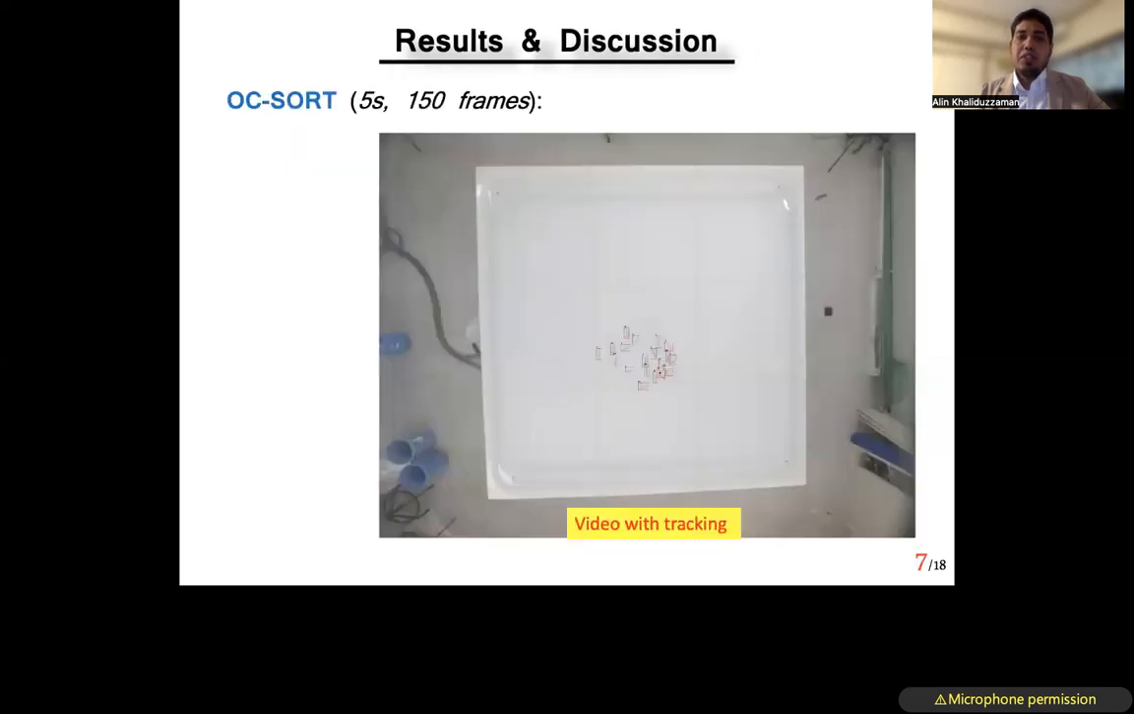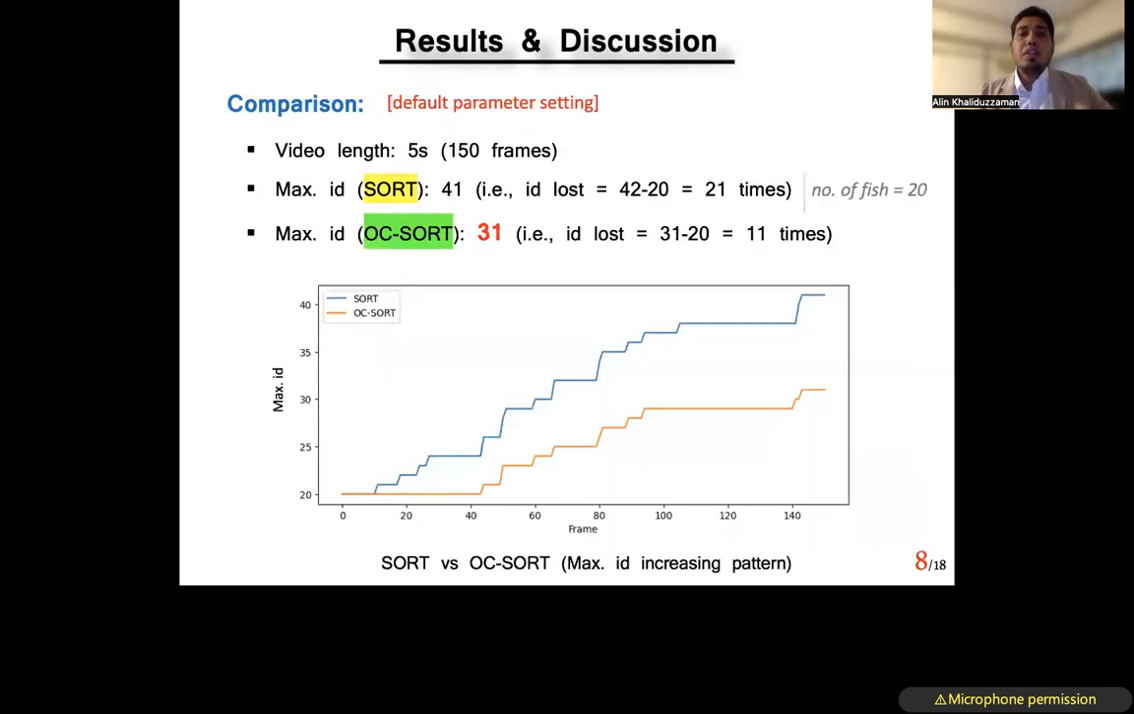Okay, this is the actual result of the tracking using the OC-SORT tracking algorithm. So let's say the 5-second video that includes 150 frames. Yeah, this movement is quite fast. It is difficult to observe the identity loss here, but we can explain it later and visualize it.